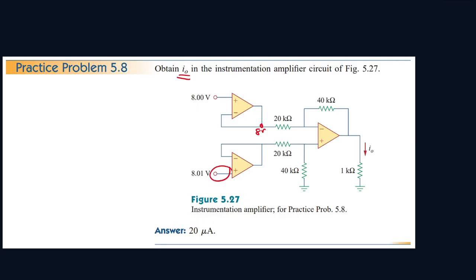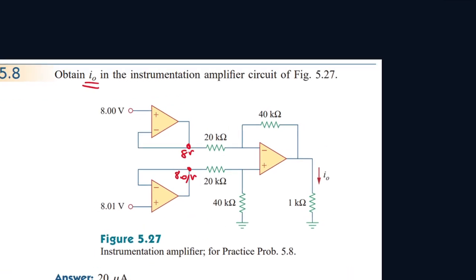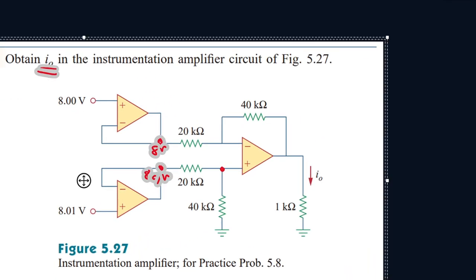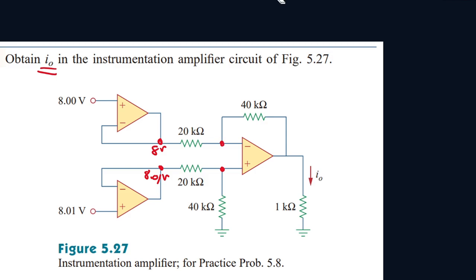And we know the voltage here and the voltage here should be the same. So we'll put 8.01 volts here. Now, we know the voltage here and the voltage here should also be the same. So let's find a way to find the voltage at this region.